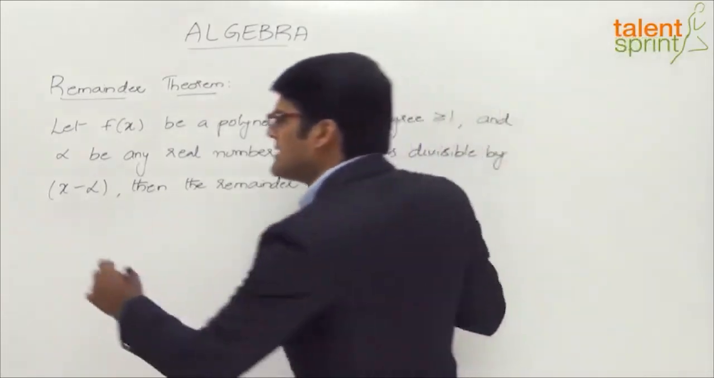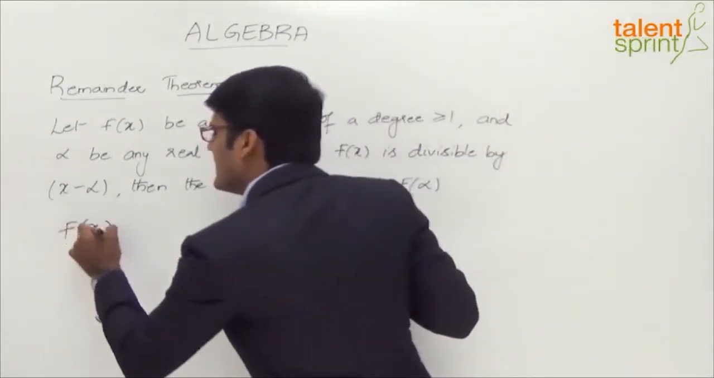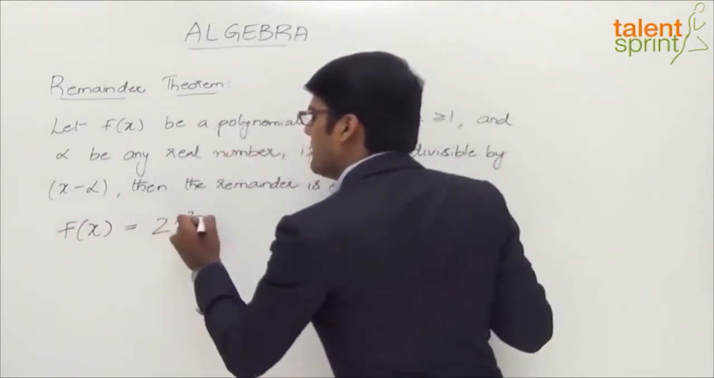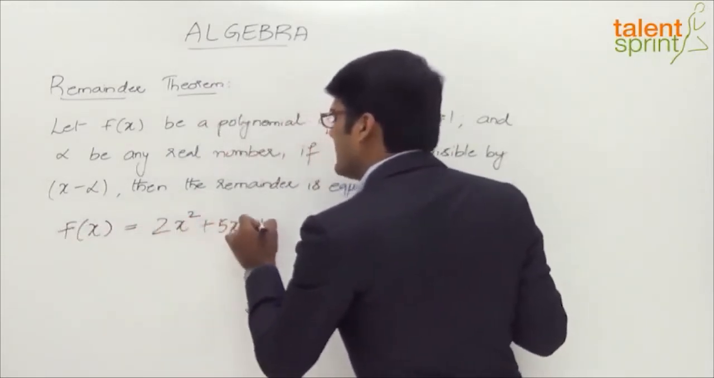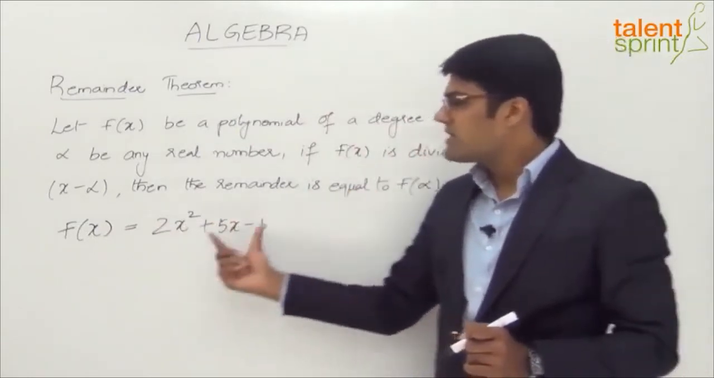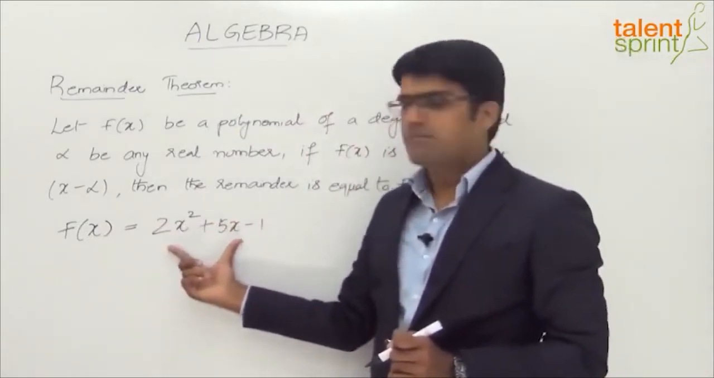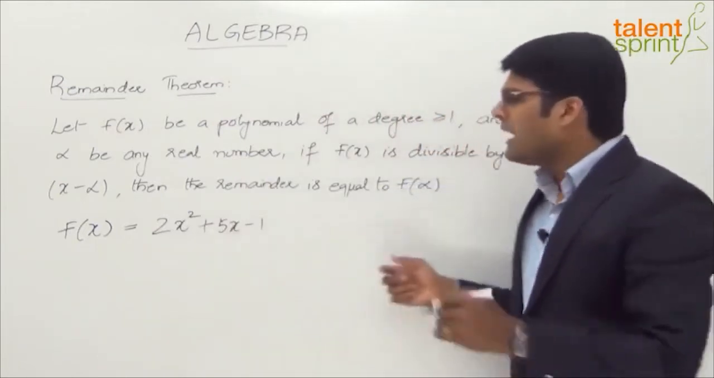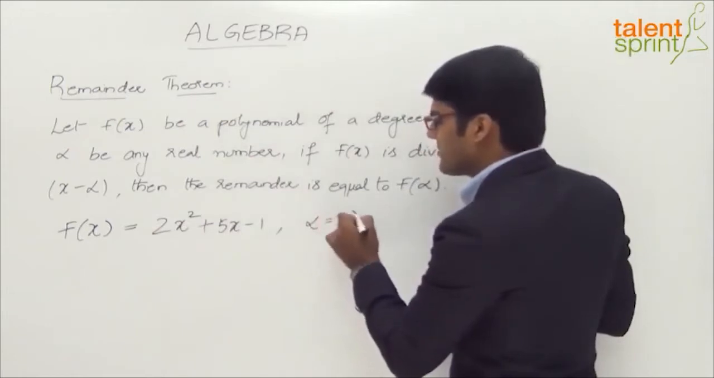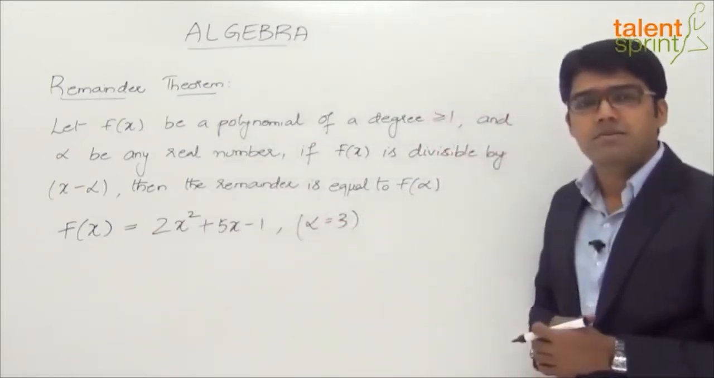Let us say there is a polynomial f of x. Let f of x be equal to 2x squared plus 5x minus 1. So this is a second degree polynomial. The degree should be greater than or equal to 1. And now let's consider some real number alpha. Let's say alpha is equal to 3.